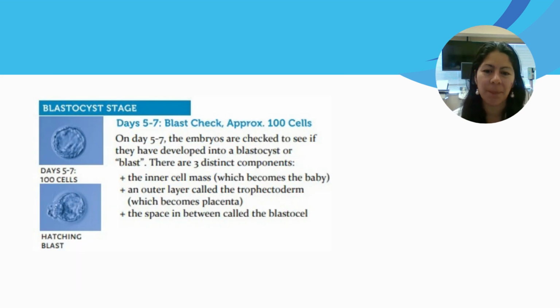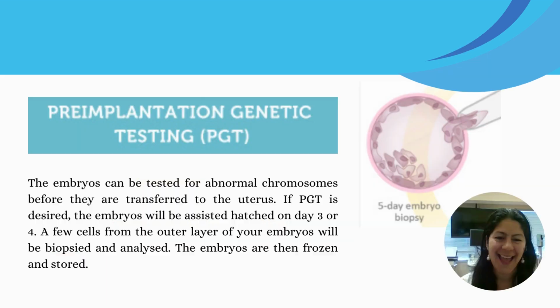On day 5, we will reach the blastocyst stage. The embryos are checked to see if they have developed into a blastocyst, or blast. There's an inner cell mass, which becomes the baby, and the outer layer of cells will become the placenta. And this is the area that is used for the pre-implantation genetic testing. The embryos can be tested for abnormal chromosomes before they are transferred to the uterus.